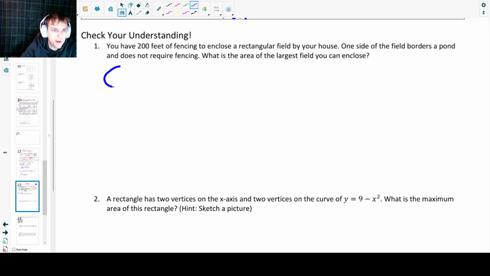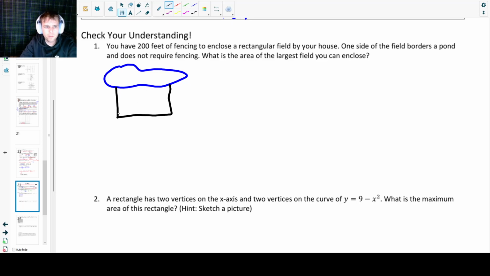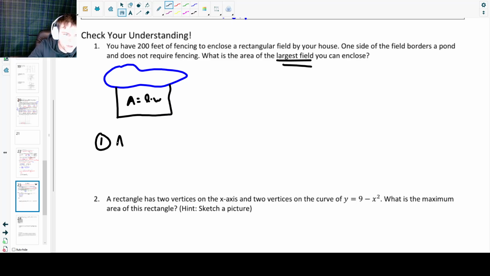Cool. So we have a pond. We'll just draw our pond here. And we're going to try to enclose some sort of rectangular area in fencing. And obviously area equals length times width. So we are trying to maximize our area, because we're going to know the largest field that we can make. So step one, I have an equation. It's not great, but I have an equation. Area equals length times width.